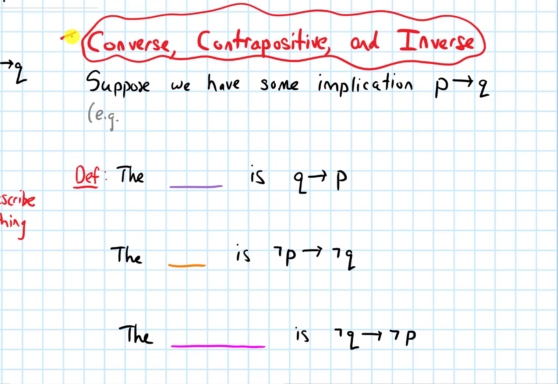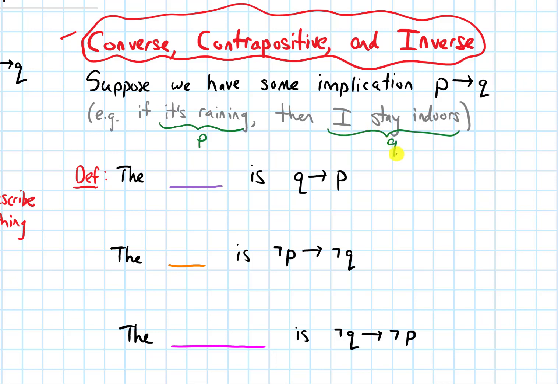In this video, we will talk about what a converse is, what a contrapositive is, and what an inverse is. Suppose we have some implication, if P then Q. For example, if it's raining, then I stay indoors. This is an if-then statement. Here, it's raining takes the role of the P in P implies Q, and I stay indoors takes the role of the Q.